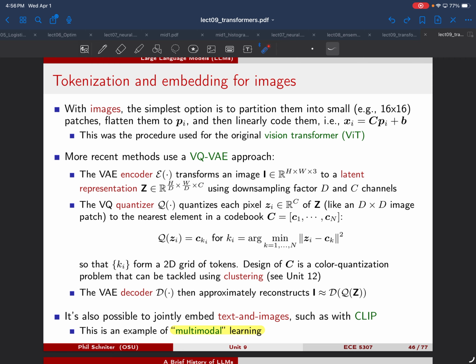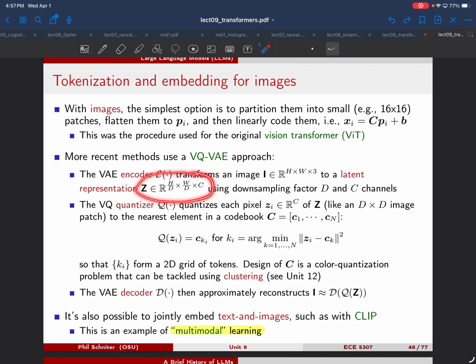So this is what VAEs do. It's a kind of network that squeezes information down into a more dense, efficient representation, and then unsqueezes it with hopefully as little loss as possible. So that's the VAE. But now, after you squeeze it down to Z, you can quantize it using something called vector quantization, which is basically to make a codebook of n elements, and quantize each one of these C-dimensional pixels.